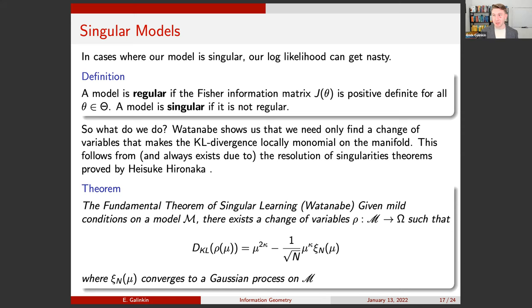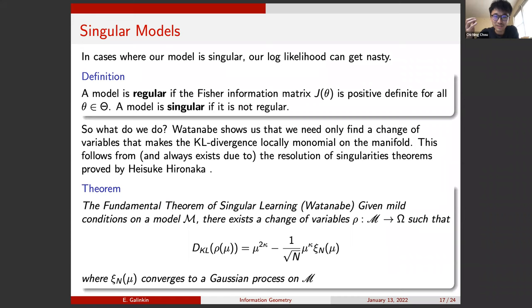Sorry to interrupt. Can you give some intuition on why being singular is a problem? Is that because, like in the Cramér-Rao lower bound, you take the inverse? Mm-hmm. If it is not positive definite, you cannot take the inverse. Basically, if it is singular, then you cannot take the inverse, or if you take the inverse, something goes to infinity.